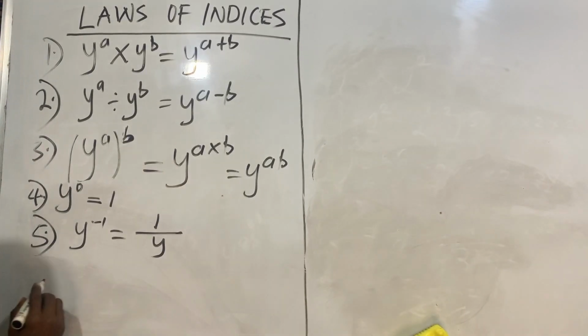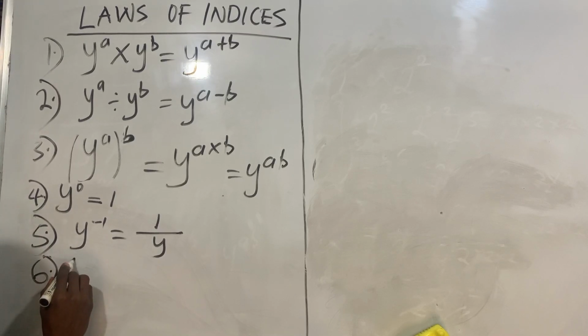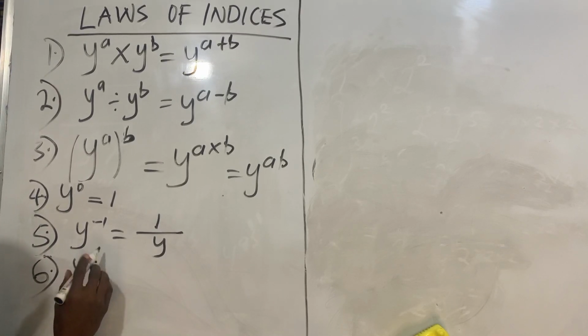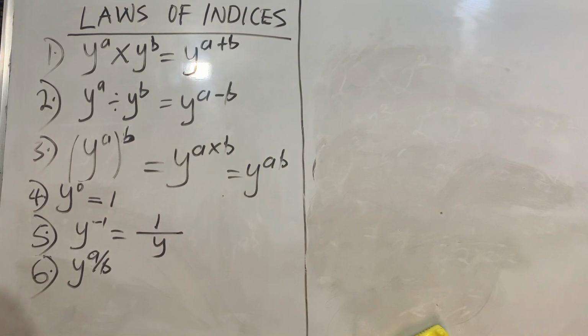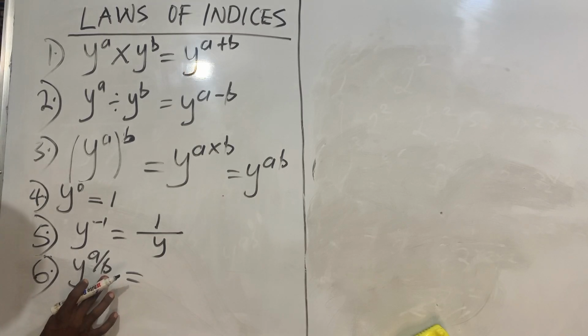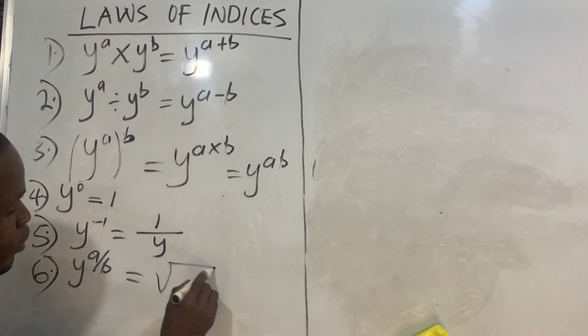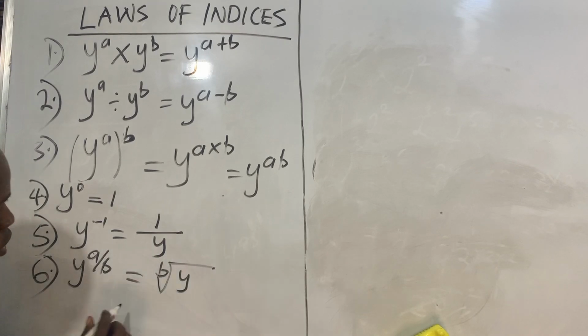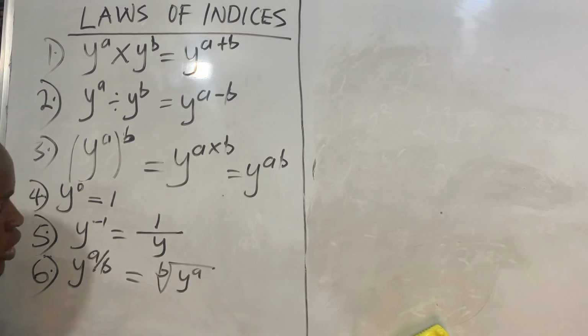The next law is known as the fractional index. If we have y to the power of, let's say, a over b. Now, when we have the power being a fraction, the denominator of the fraction becomes the root of this expression. That means b-th root of y, while the numerator remains as the power, raised to the power a.